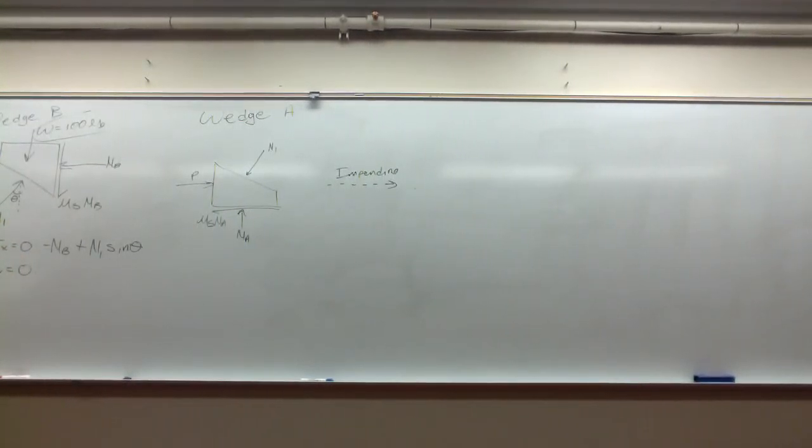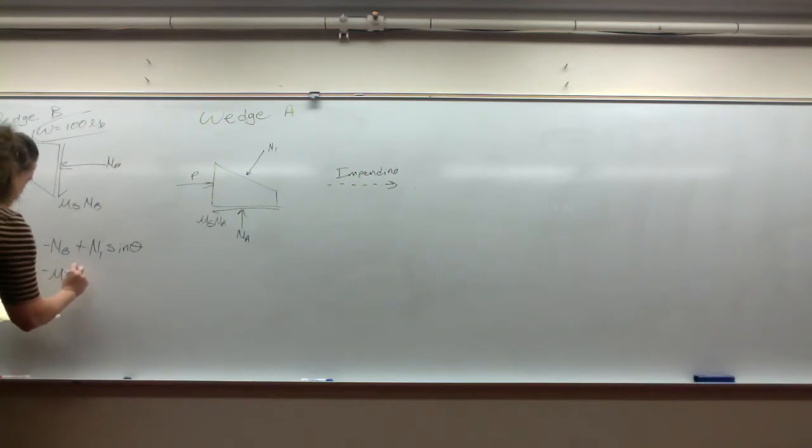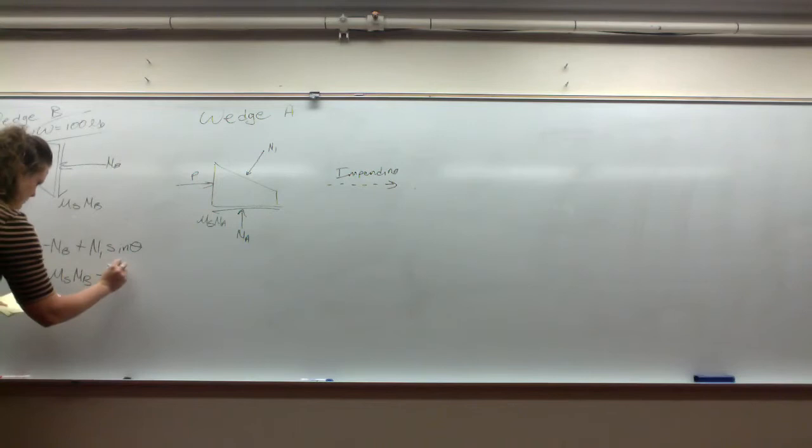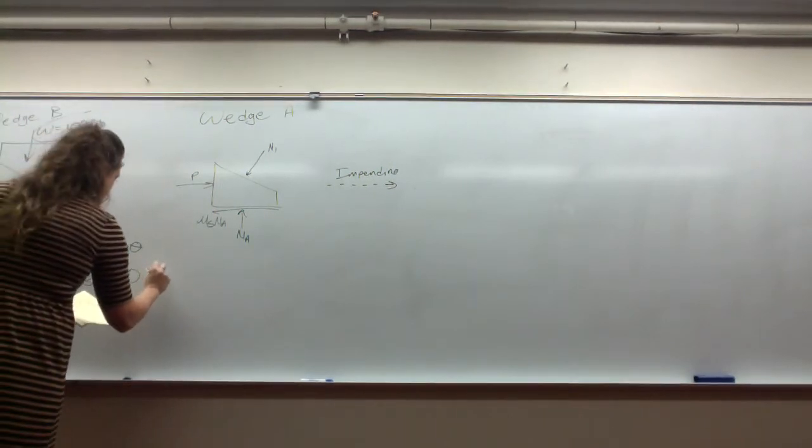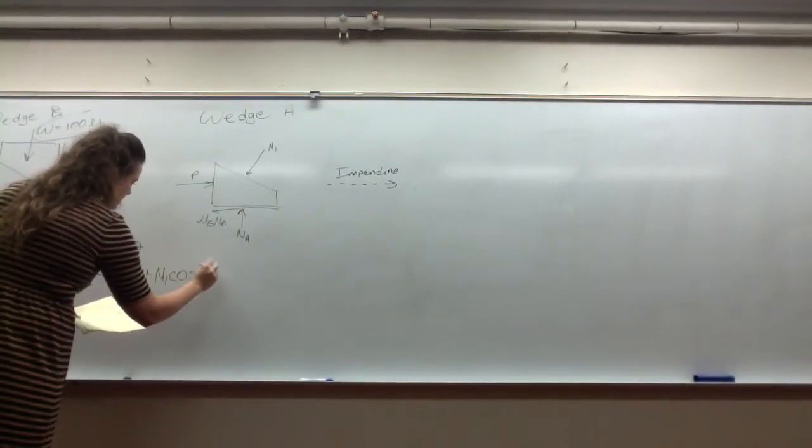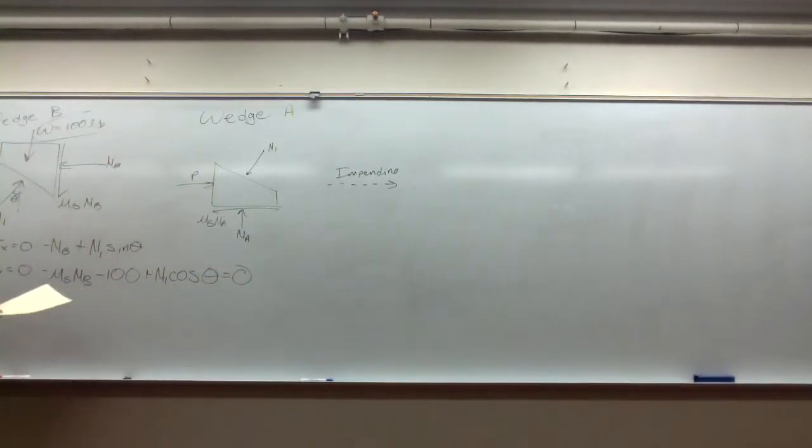If I sum the forces in the y, what's in the y, Libby? You have your positive NA, and you have your negative NP on wedge B. Good. Your negative weight, and your positive N1 cosine theta. N1 cosine theta equals 0. How many unknowns do I have? Two. I don't know NB, and I don't know N1.